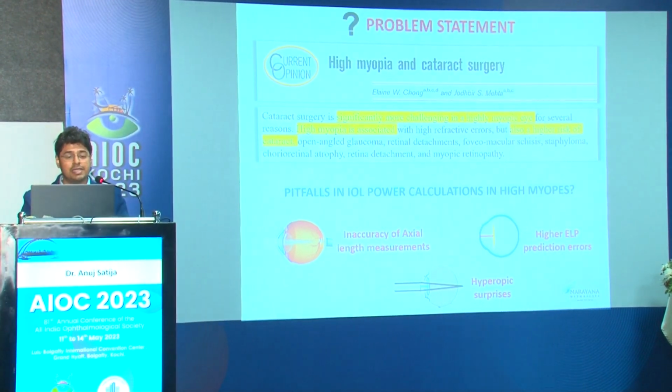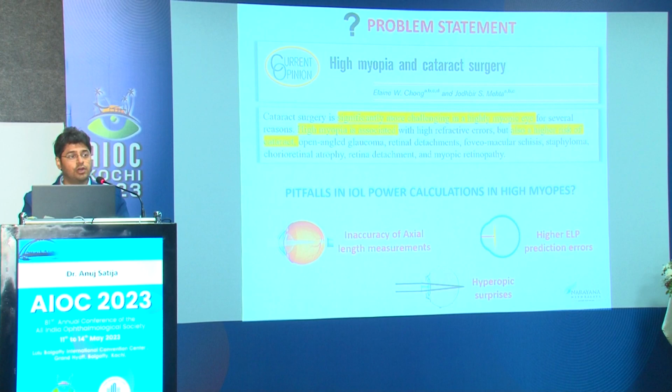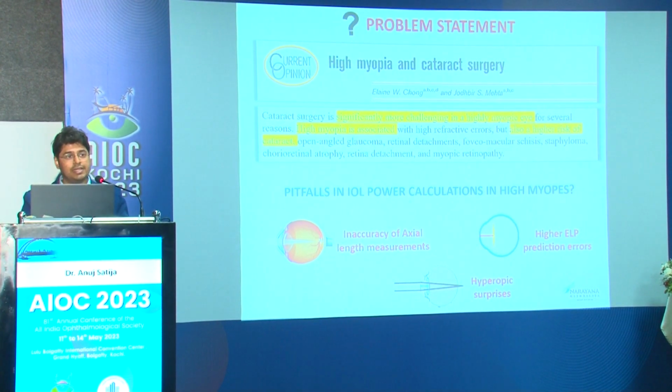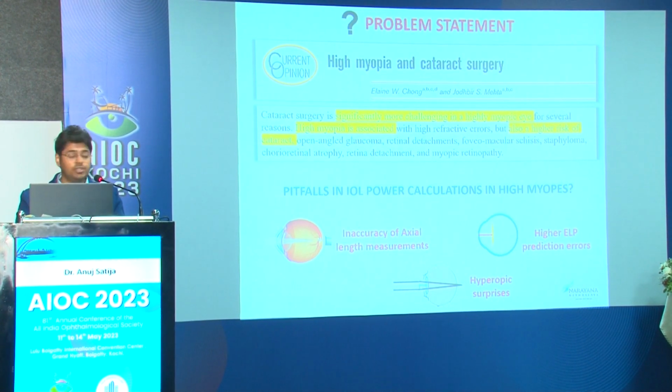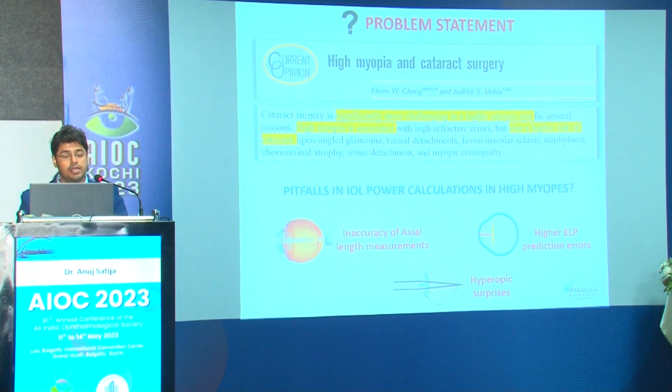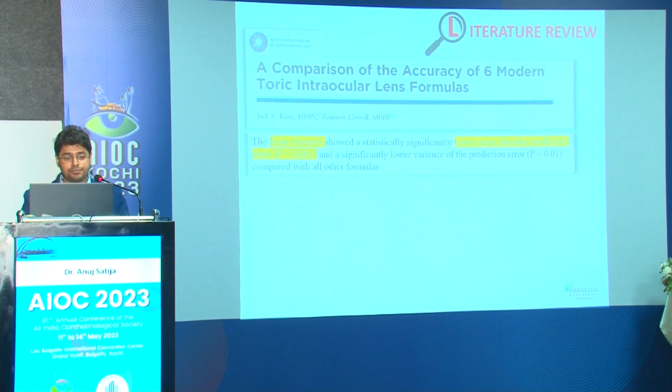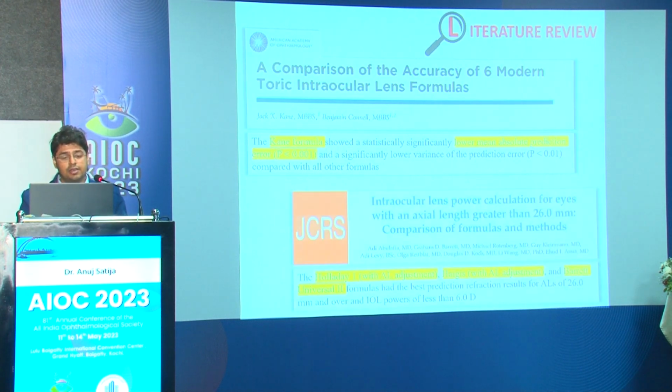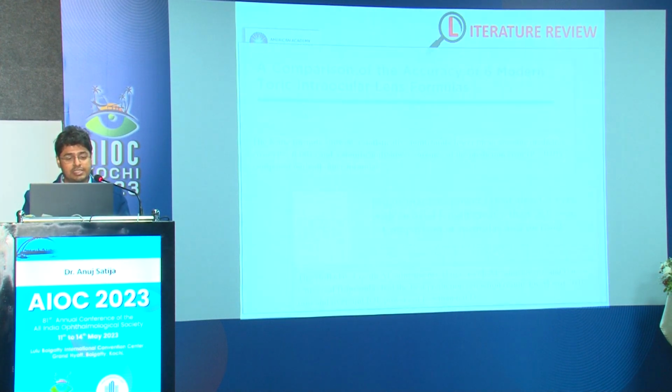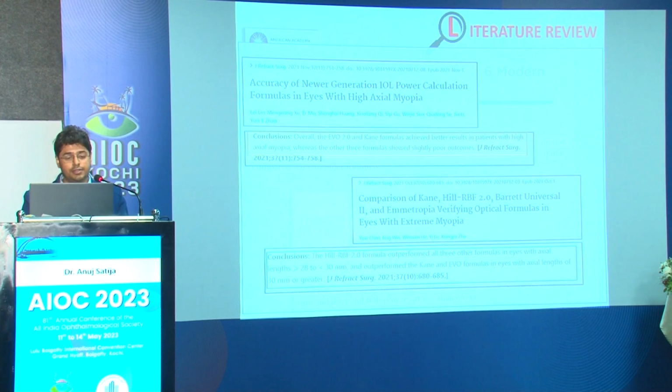The problem statement is that in high myopia, there are multiple pitfalls in IOL power calculations because of inaccuracy in axial length measurements, which leads to effective lens position prediction errors and ends up with hyperopic surprises. This is proven, and the challenges of high myopic cataract surgery are higher. Across the literature, multiple comparisons have been done for all the IOL power calculation formulas that have been used, and it's been found recently that the AI-based, newer generation formulas end up performing better.